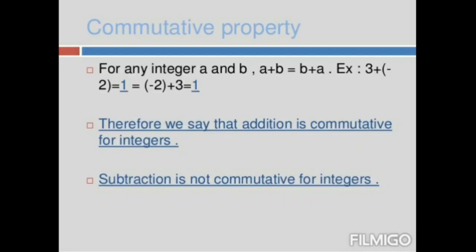But for subtraction, it is not applicable. Why? Because 3 minus 2 is 1. But if we change the order, if we write 2 minus 3, then it will come -1. Answers are different. So for subtraction, commutative property is not applicable.